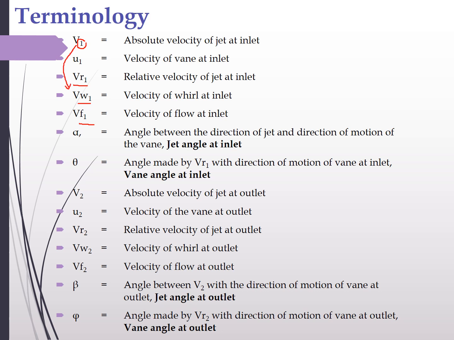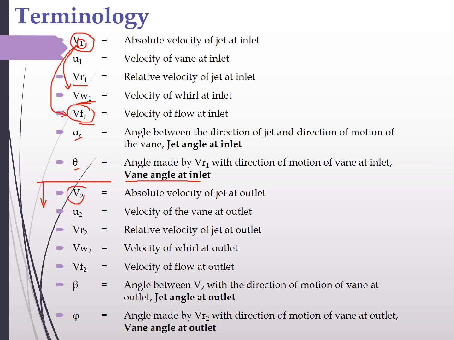Basically V1 will give us VW1 and V1 will also give us VF1. These two are the parallel and the perpendicular components of this velocity V1. The parallel component is called the whirl component of the velocity, and the perpendicular component is denoted by VF1. Alpha is the angle called the jet angle at the inlet, and theta is the vane angle at the inlet. So these will also be there in case of an exit velocity triangle or outlet velocity triangle.